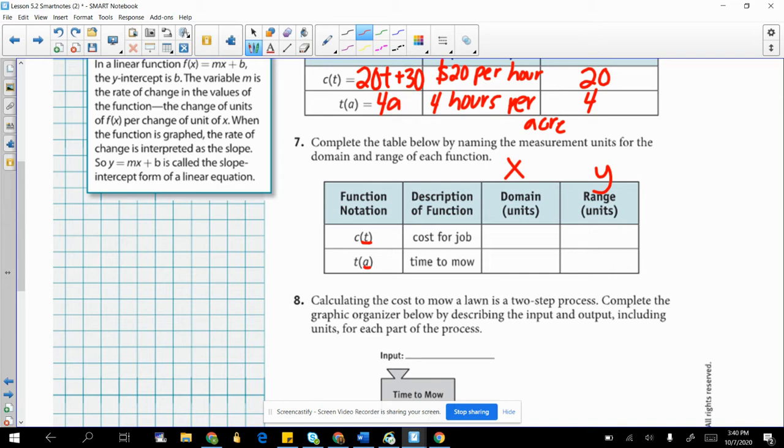So in this first one, cost for job, it's going to be your time. And hopefully you can fit this in there, but time in hours. I'm just going to abbreviate there. And then your range is what you get out, which is the cost, or the C, which is cost in dollars. Then same thing, T of A: the A, or acres, is what you plug in, and the T is time in hours, what you get out.